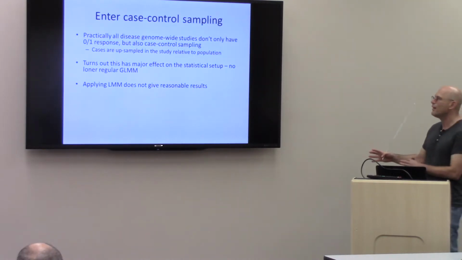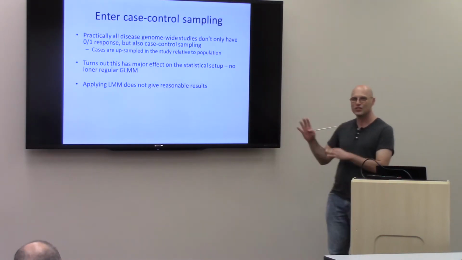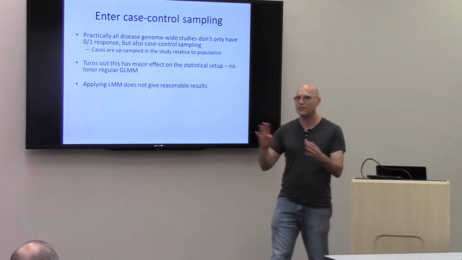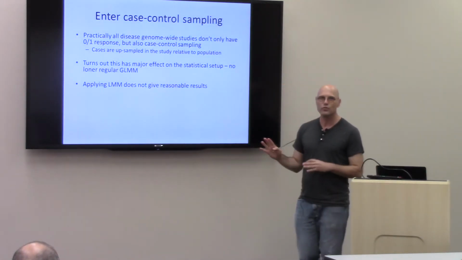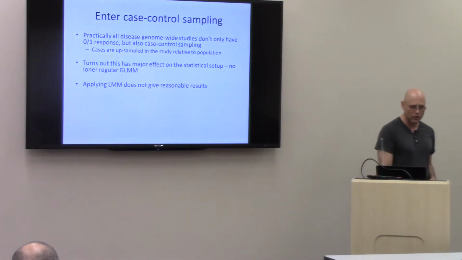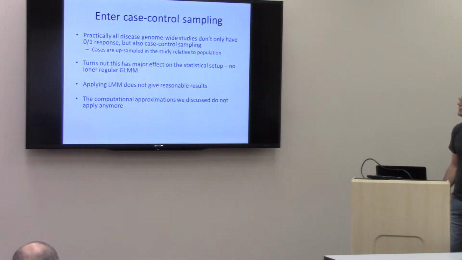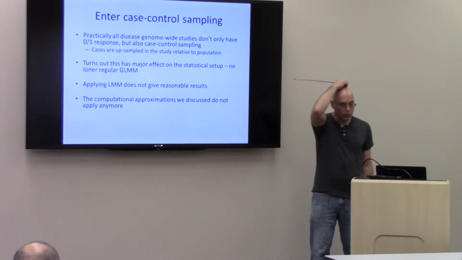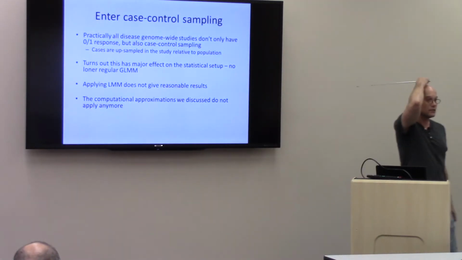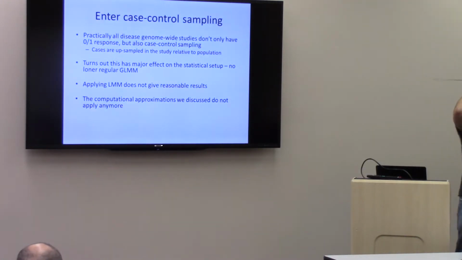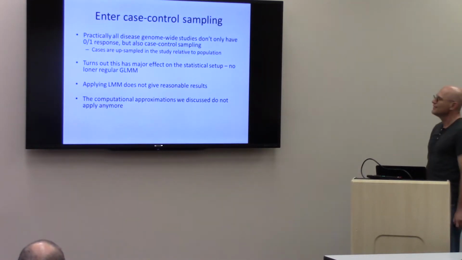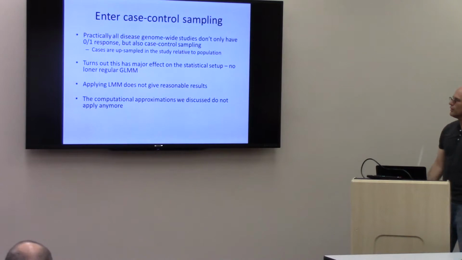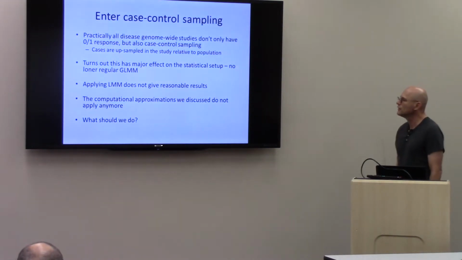So by violating more assumptions, in addition to only having normal versus 0, 1 data, we've gone to a situation where we can no longer apply LMM and hope to get good results. And also, unfortunately, I'm going to argue that the computational approximations we've discussed don't apply anymore to this setting. So we may be completely lost about what we should be doing. I'll offer some solutions to that.